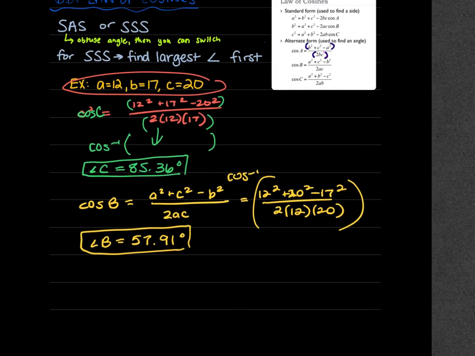And then to get angle A, I can subtract the other two from 180. Or I can do law of cosines and make sure I'm right. Just don't waste too much time on something like that if you know you're going to be short on time.